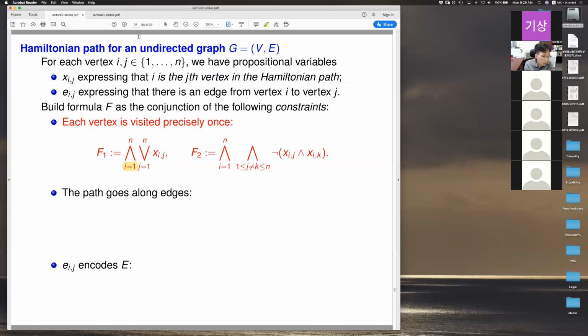Now there are two other properties we have to express. The second property is the path should go along the edges. The last property is that eij encodes this set of edges correctly. I will give you maybe 3 minutes to solve these two problems.